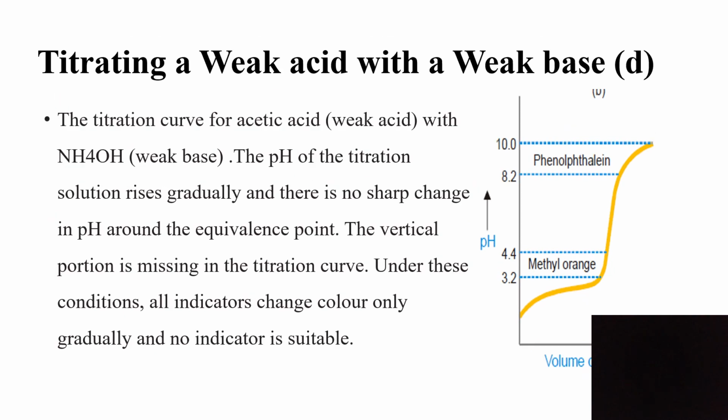Then, titrating weak acid with weak base. Here acetic acid and ammonium hydroxide are taken. When adding ammonium hydroxide to the acetic acid solution, the pH of the titration solution rises gradually, and there is no sharp change in pH around the equivalence point. The vertical portion is missing in the titration curve. Under these conditions, all indicators change color only gradually, and no indicator is suitable for weak acid and weak base titration.